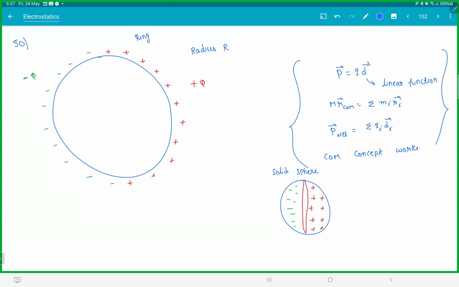What is it? 3r by 10? I should punch you guys. Whoever got the wrong answer, punch yourself. 3r by 8. Center of mass of a solid sphere is 3r by 8. Hollow sphere is r by 2.